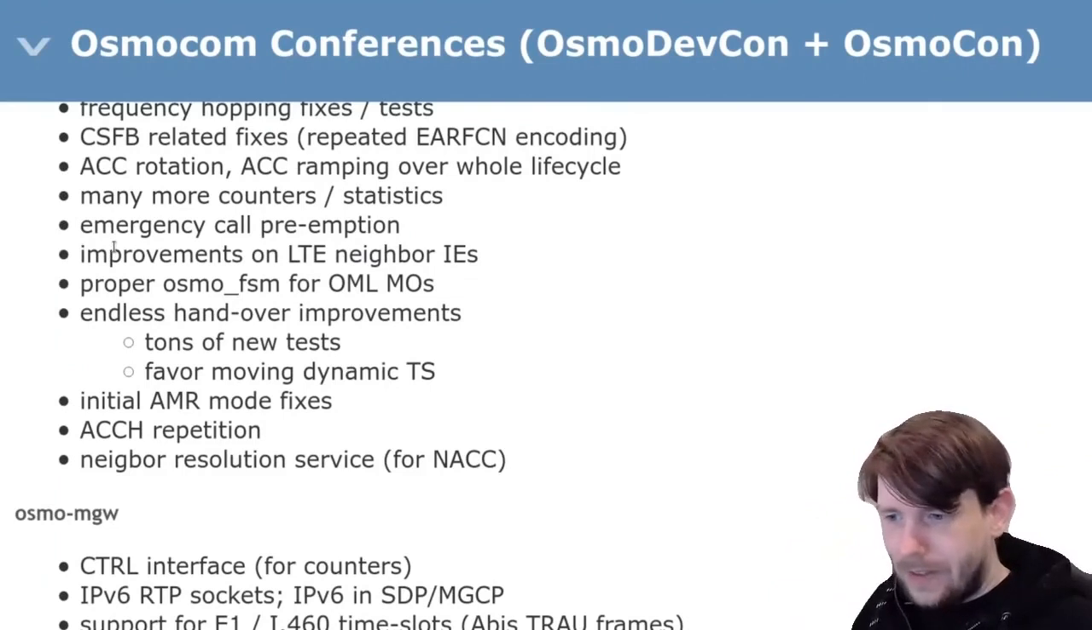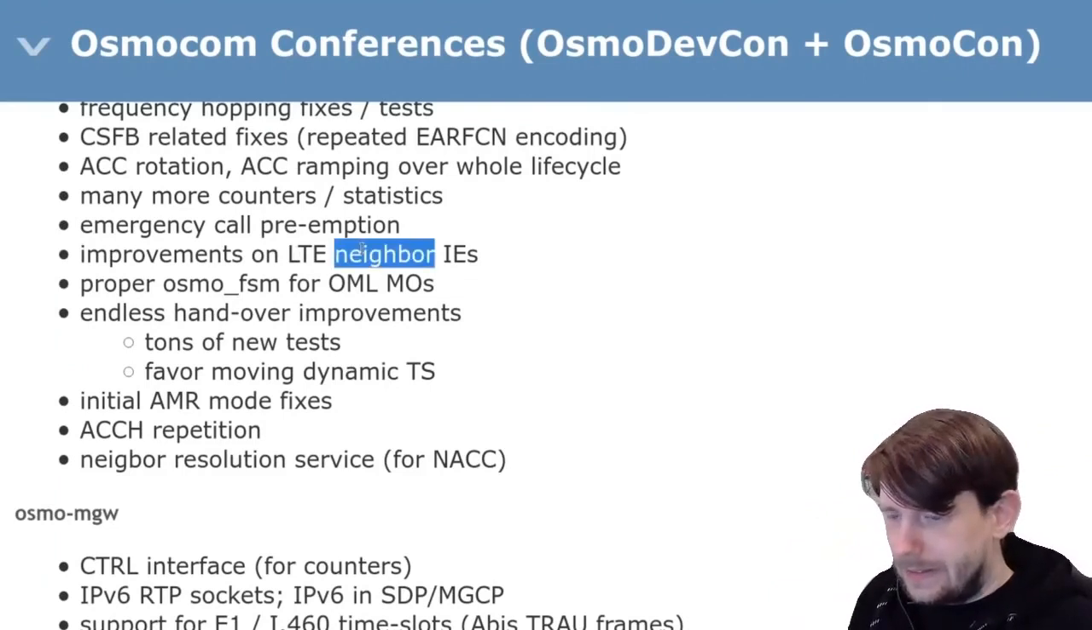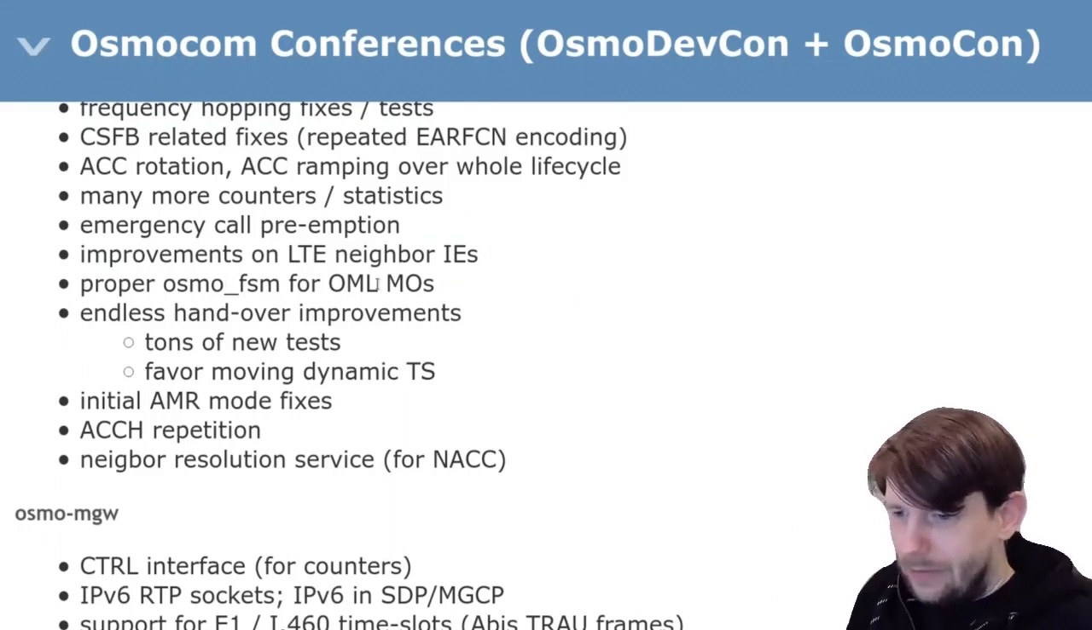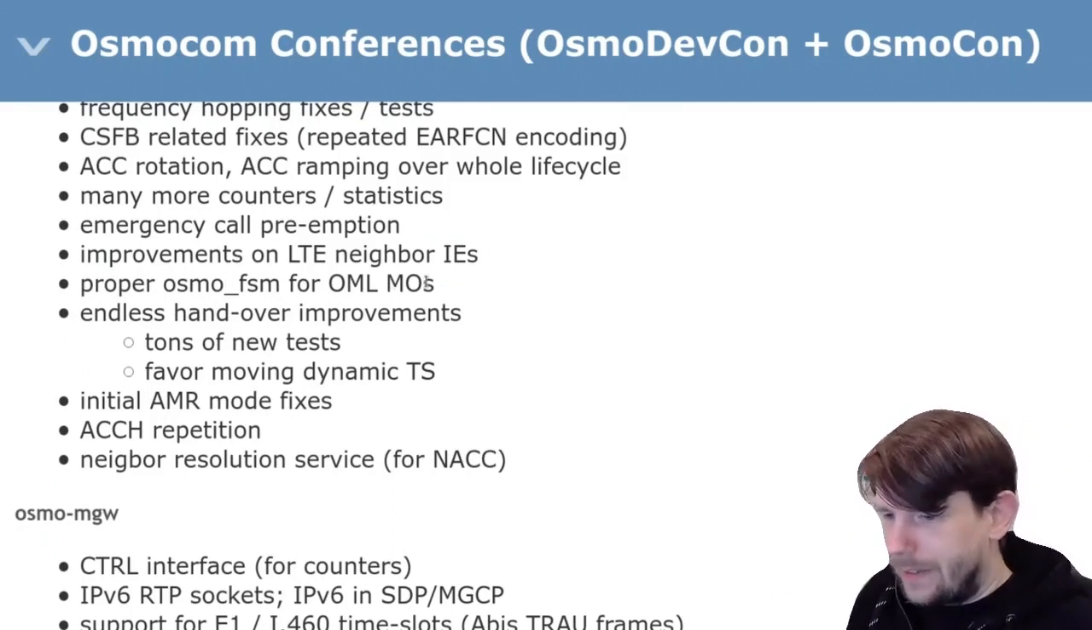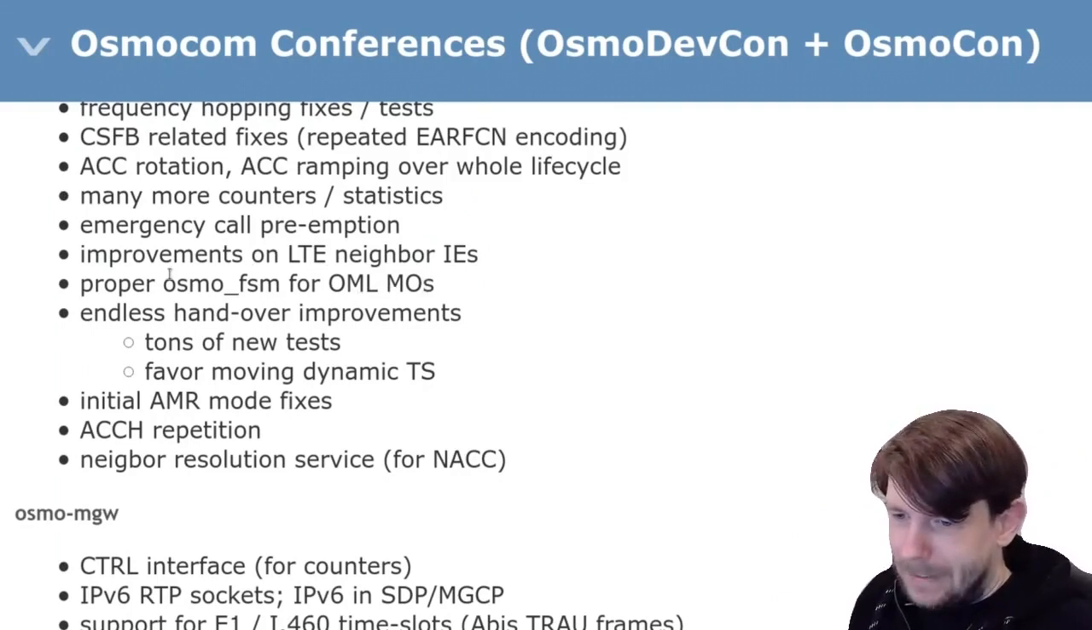We have some improvements on LTE neighbor cell information elements in some of the messages, so you can configure more details there for combined 2G, 4G networks. We have proper finite state machines for the organization and maintenance link managed objects. That means they should have a predictable and understandable behavior now as opposed to before.